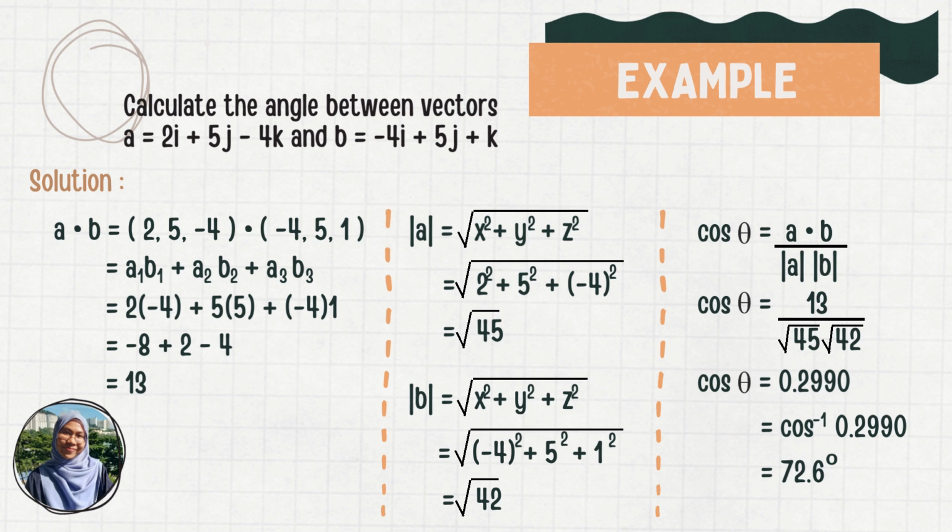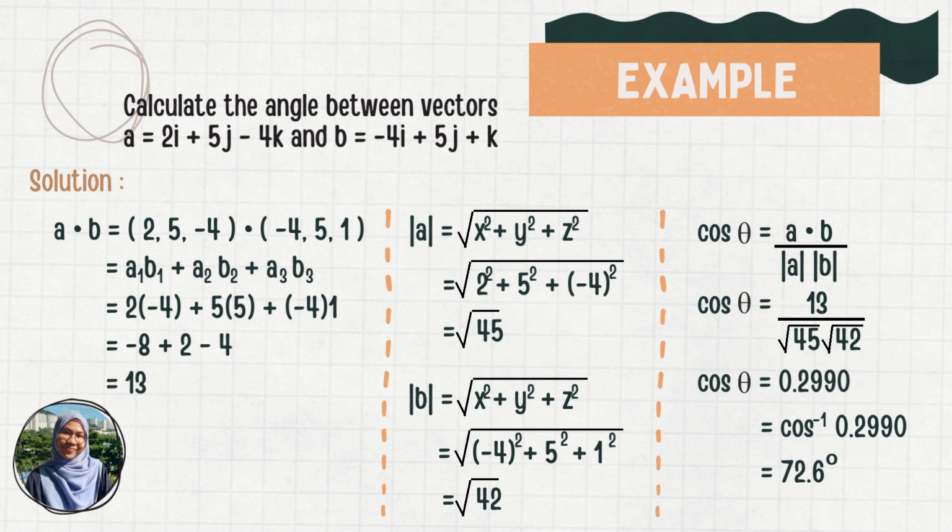A dot B. We are using the in components formula. A dot B is equal to A1 B1 plus A2 B2 plus A3 B3. So it will be 2 times negative 4 plus 5 times 5 plus negative 4 times 1. And by using a calculator, you will get 13.